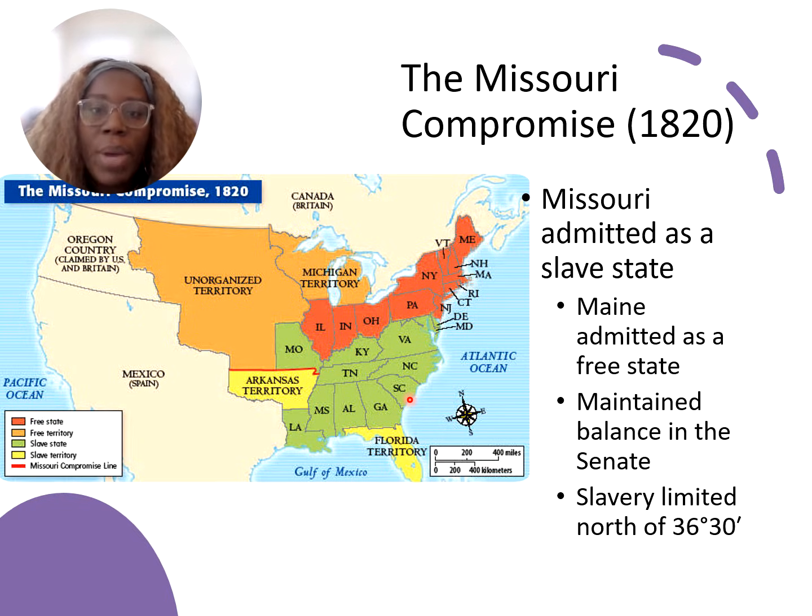So they created a compromise, okay? In this compromise, the slave states got Missouri, and Maine, all the way up here, was admitted as a free state. So this helped to keep the balance in the Senate. It also drew a geographic line across the Louisiana Territory, allowing slavery south of the line and prohibiting it to the north. So, in the short term, this solution reduced tension and allowed the nation to move forward without immediate conflict.